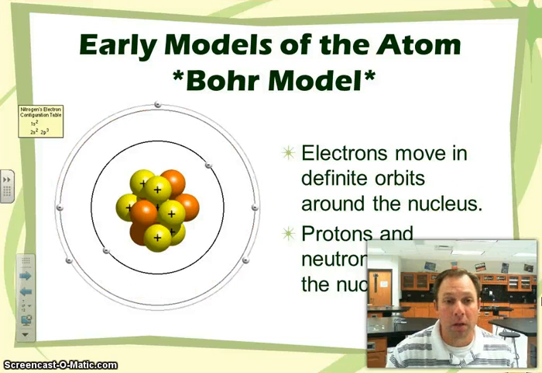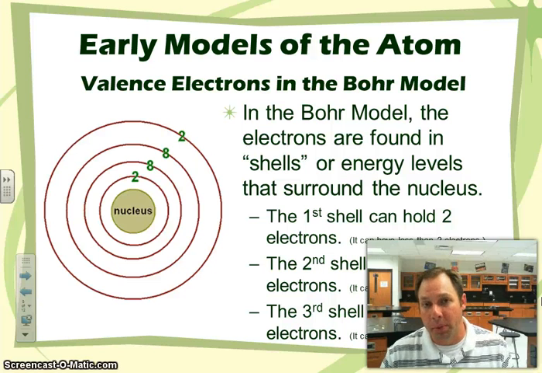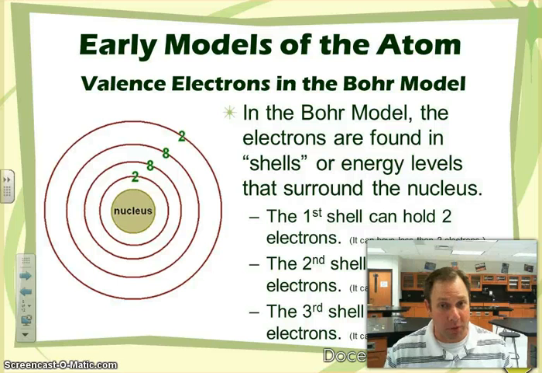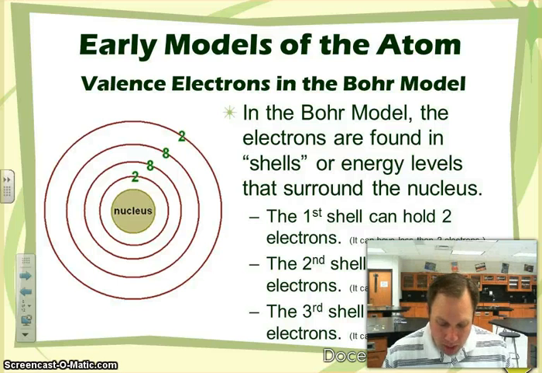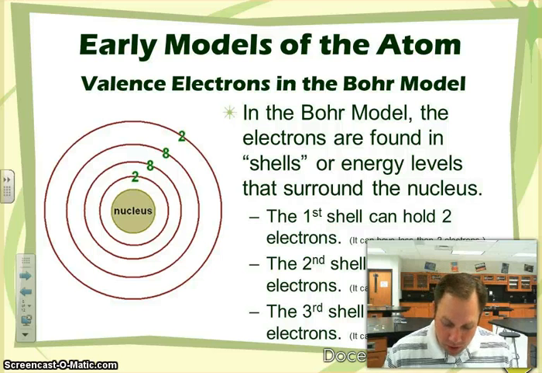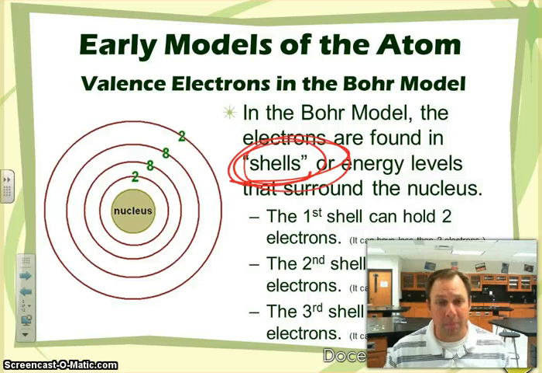Now, going on a little bit more with the Bohr model of the atom, and we're going to use the Bohr model a lot as we study the atom. In the Bohr model of the atom, we said that the electrons have definite pathways. They are in definite locations, and we call these locations or pathways shells. We call these pathways shells.